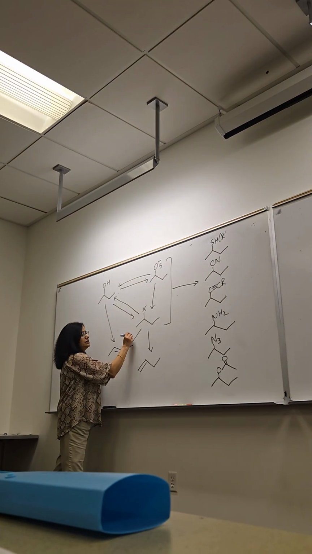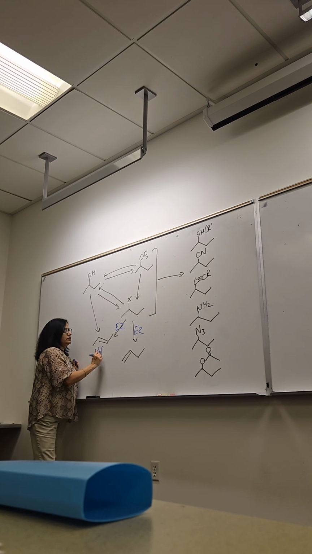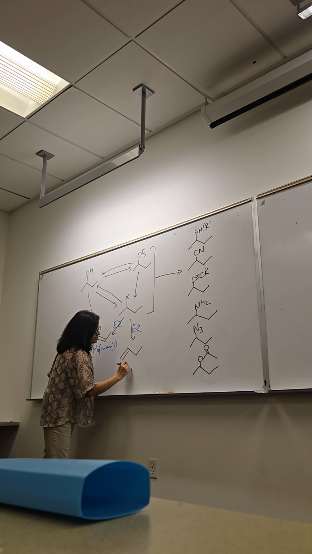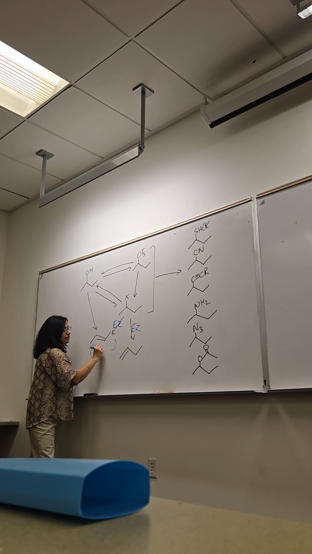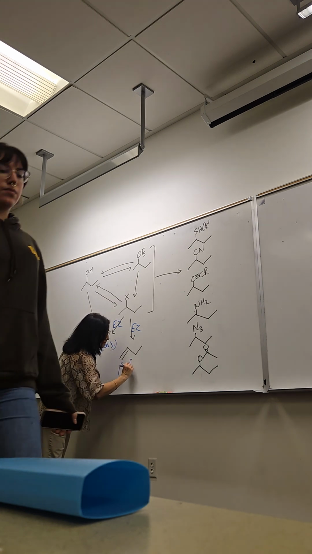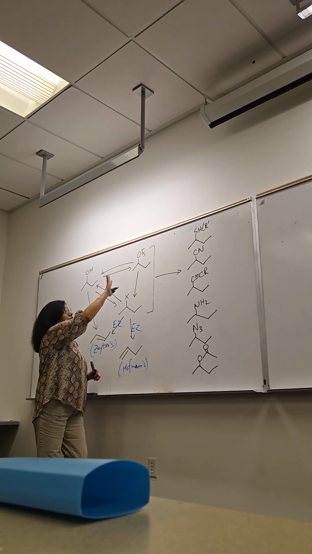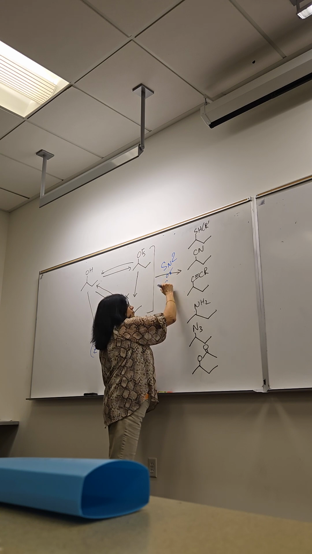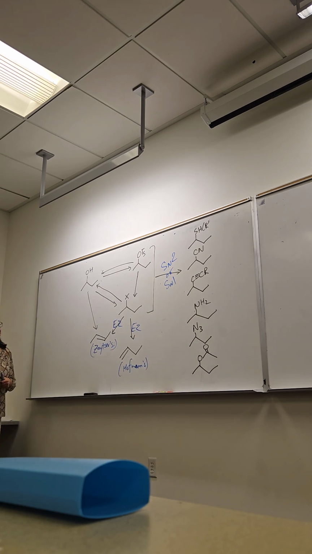This is E2 and E2. Of course, one is Hoffman, the other is Zaitsev's, by the choice of the base, bulky base versus small base. Oh, sorry, that's Zaitsev's, and this is Hoffman. And all of this is mostly SN2, but sometimes it can also be SN1 depending on what substrate you're using, and so on and so forth.